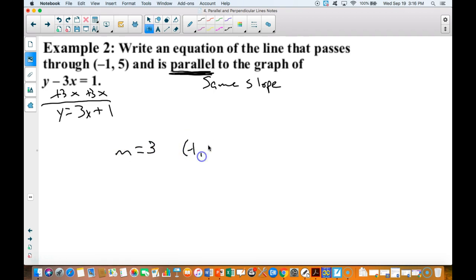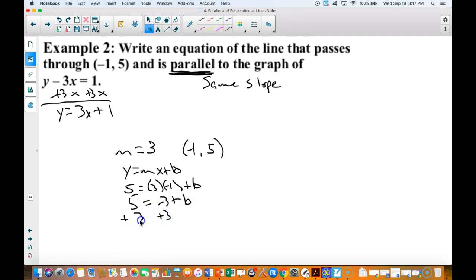And I want it to go through this point. Since I did point-slope form on the last example, I'll do slope-intercept on this one. So here I'm going to plug 3 in for m, negative 1 in for x, and 5 in for y, and solve for b. So 5 equals 3 times negative 1 plus b. So 3 times negative 1 is negative 3. Add this 3 over, and I get that b is equal to 8.